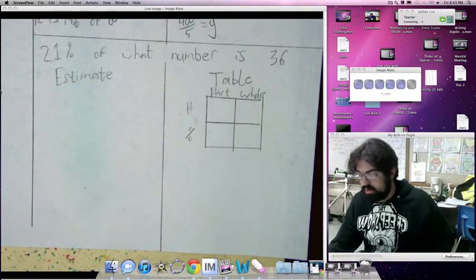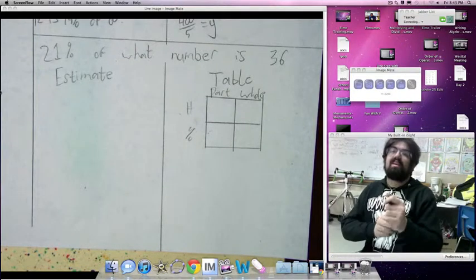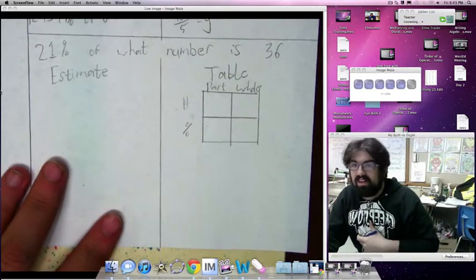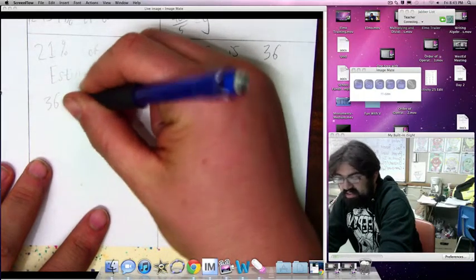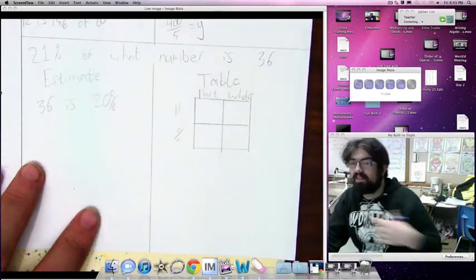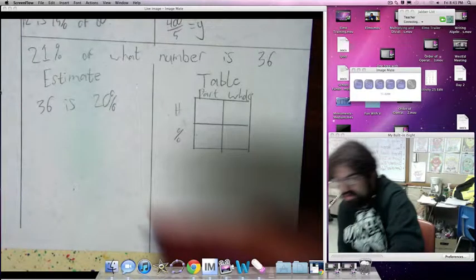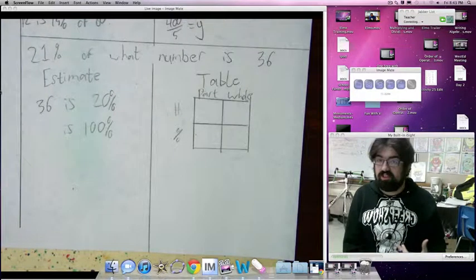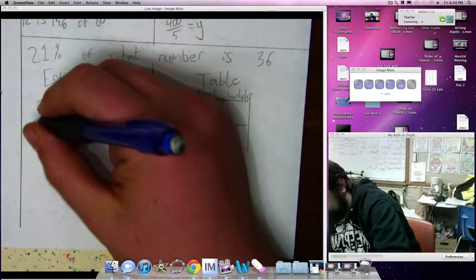21% of what number is 36? 21% of what number is 36? Well, to be honest with you, 21's pretty close to 20, isn't it? If we just played along and said 36 is 20%, what do I times 20 by to get to 100? 5. Okay. 5 times 36 is, well, let's see. If I cut 36 in half, it's 18. Add a 0. So I'm pretty sure it's 180.